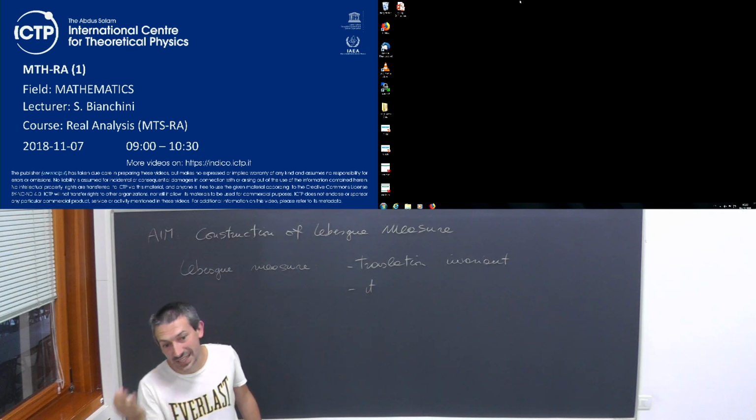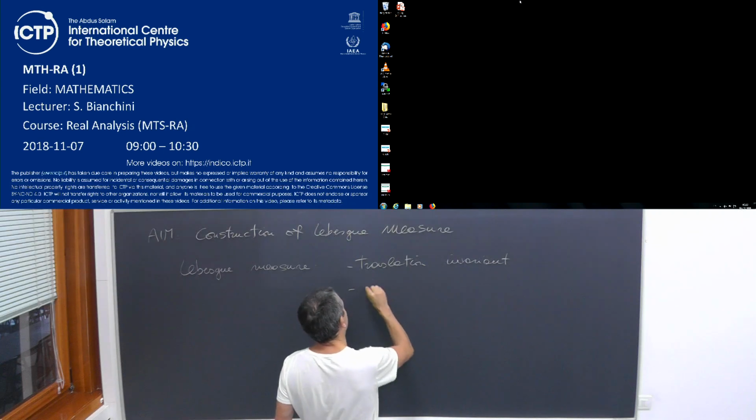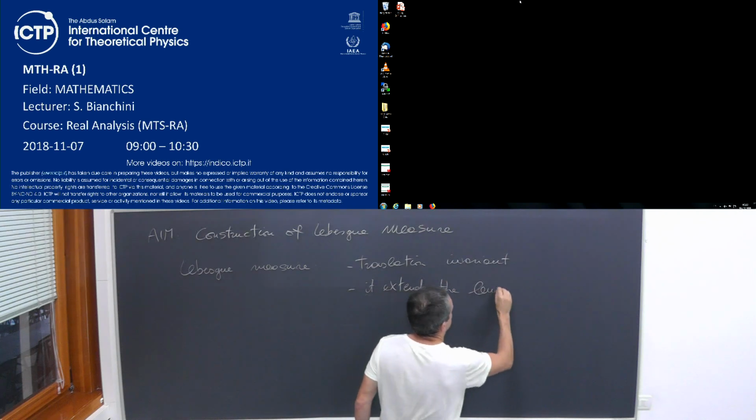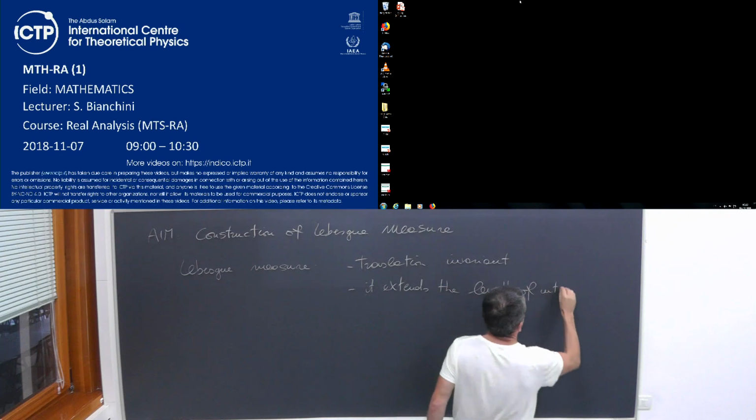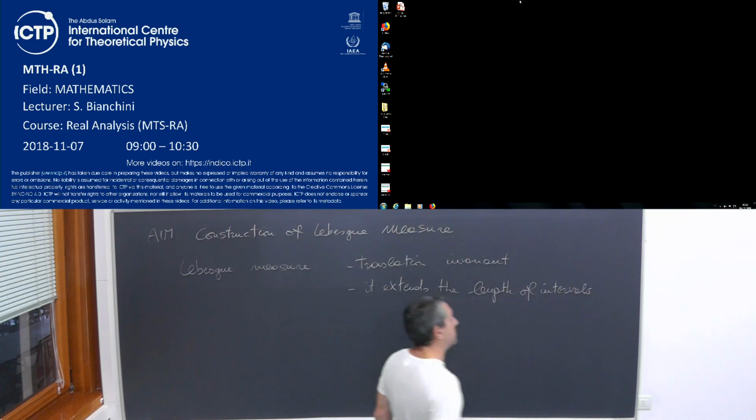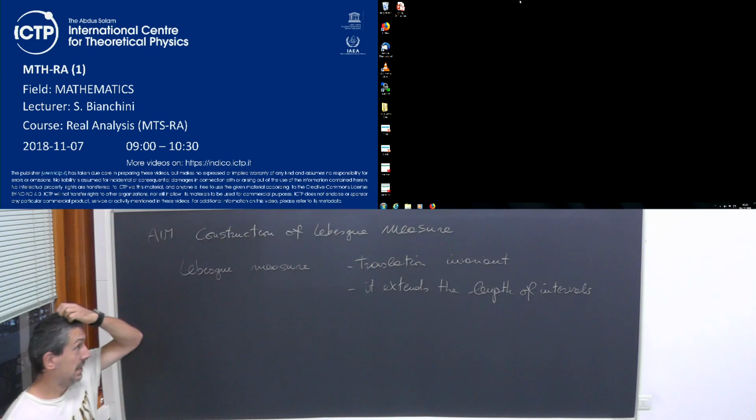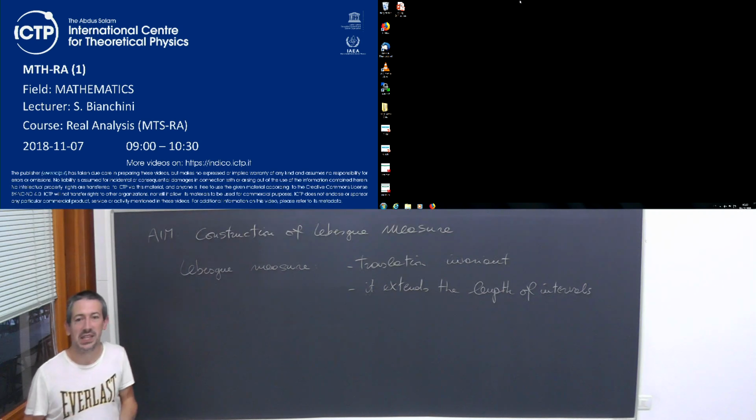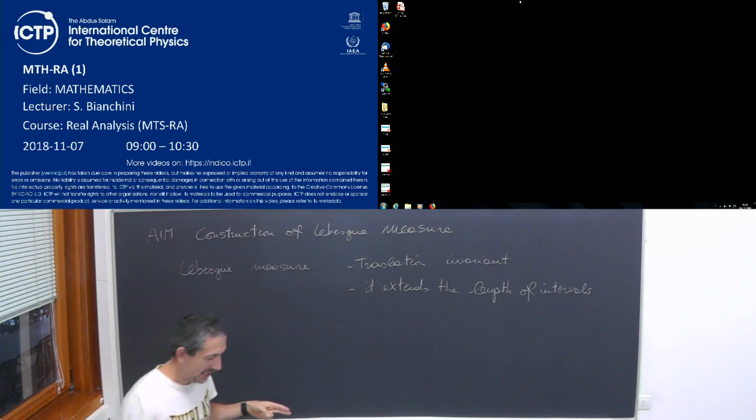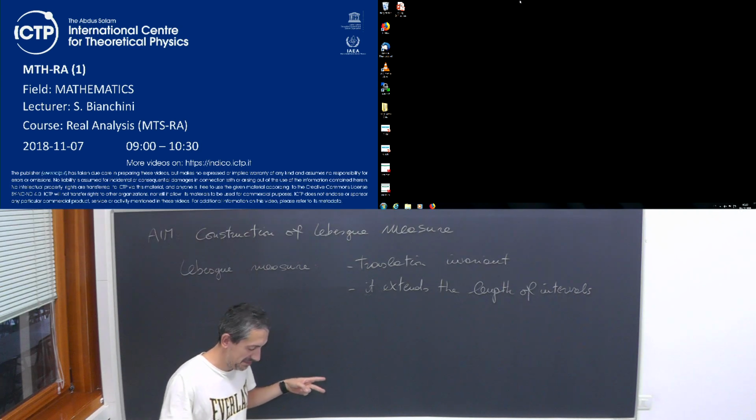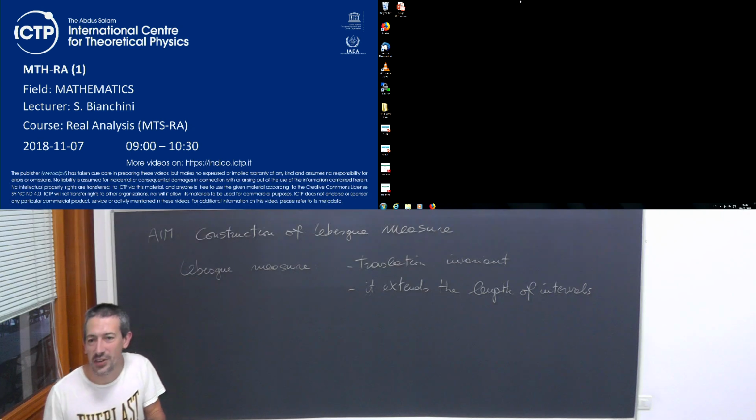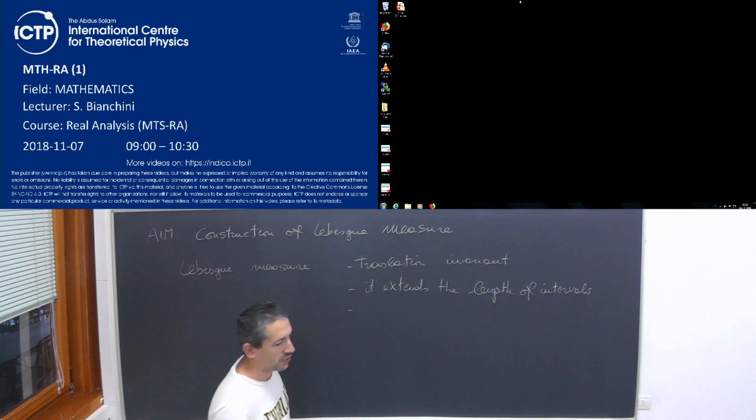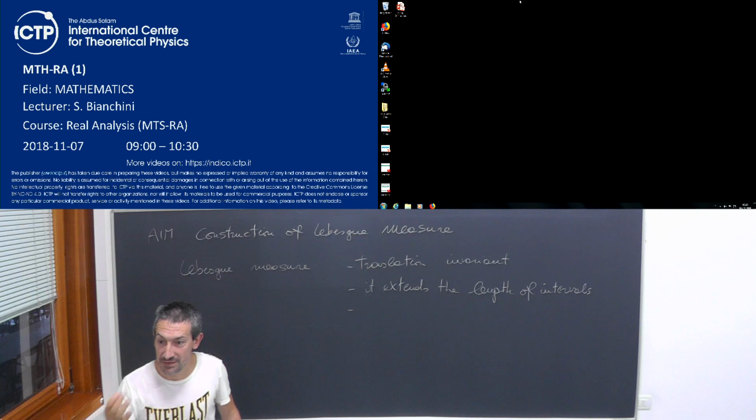Or the length of an interval, so it extends the length of intervals. Okay? And then finally, more or less the subadditivity was suggested, but I really want something more. If I cut my segment into pieces, the length is not going to change. And this is the first important observation: it is sigma additive.